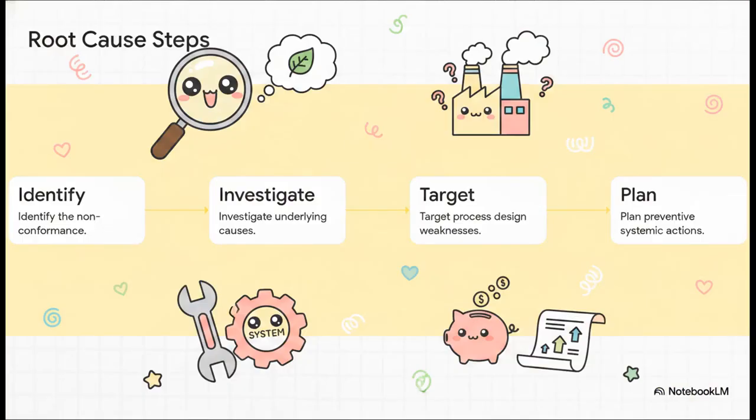So now we have to transition from just identifying the fault to interrogating the true reason for the fault. To investigate properly, we identify the nonconformance, investigate the underlying causes, target process design weaknesses, and then plan preventative systemic actions. A good investigation looks way, way past the surface symptoms. Like if a machine operator dumps the wrong chemical, the easy, superficial answer is just operator error. Case closed, right?